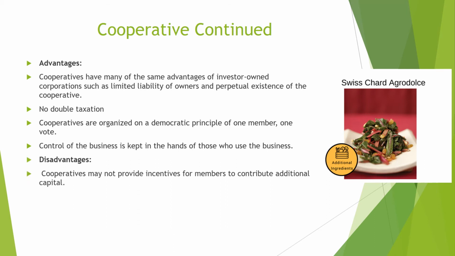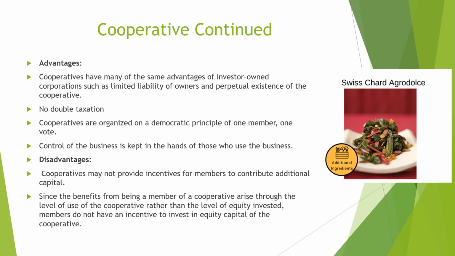All right, so disadvantages. Cooperatives may not provide incentives for members to contribute additional capital. So sometimes it may be hard, like with Cocoa Market right now. If the co-op itself needs more money, how do you convince its members to contribute more money?